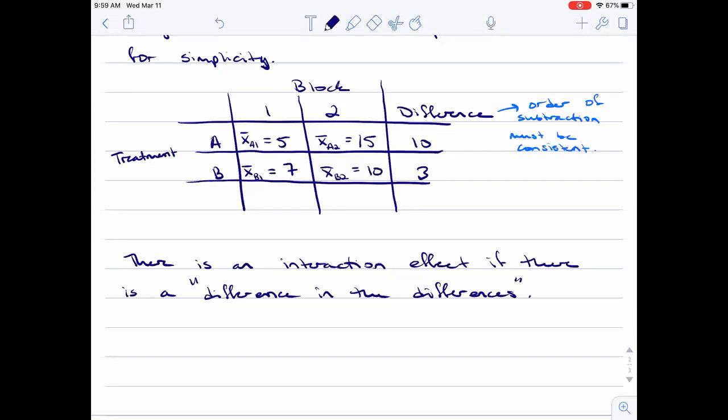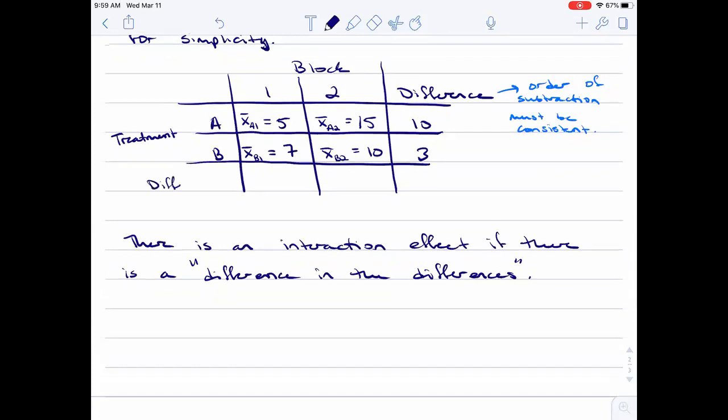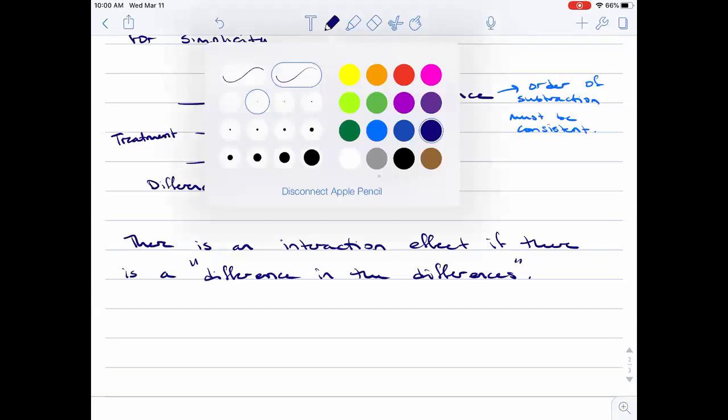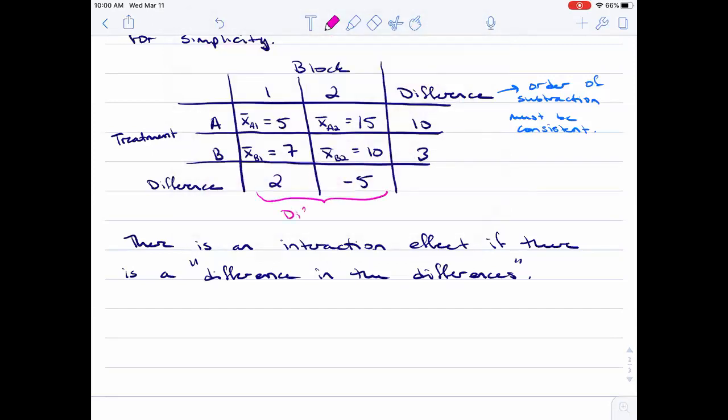Whereas if we look here and we calculate the difference here, we can look at the difference in the blocks as well. And so let's see here, if I go 7 minus 5, just to use that same kind of layout, I get 2. And then 10 minus 15, I get -5. So here, there's a difference in the differences. And same thing here. 10 is different from 3, and 2 is different from -5.